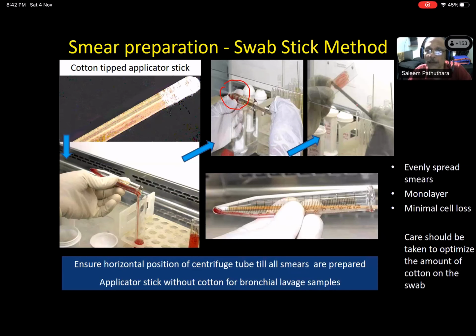For the second smear, it has to be an air dried smear for Giemsa. It should not be put into the fixative bottle. It has to be kept separately. This substick can make an evenly spread smear, and it can be a monolayer because it gives uniform spreading, and there will be minimal cell loss. Care should be taken to optimize the amount of cotton on the substick.